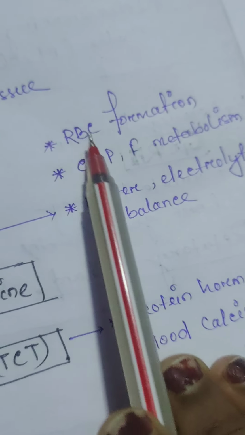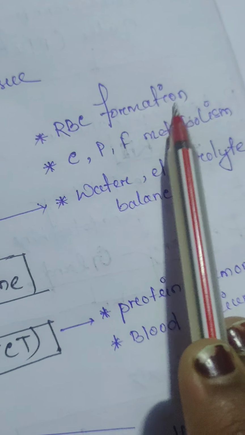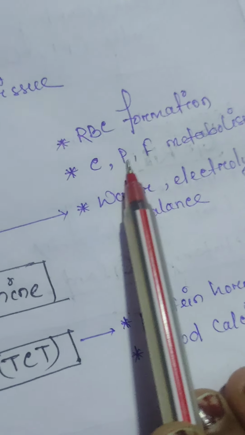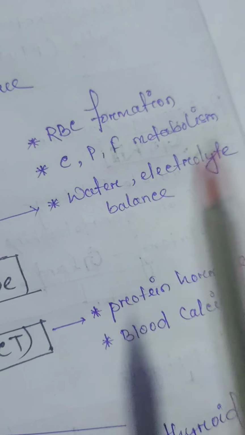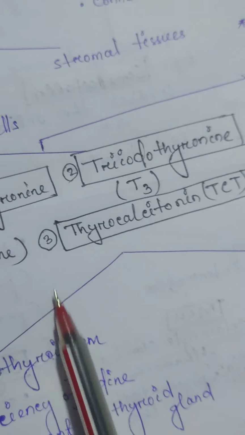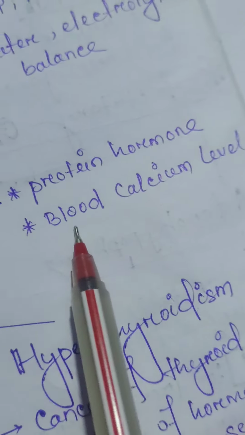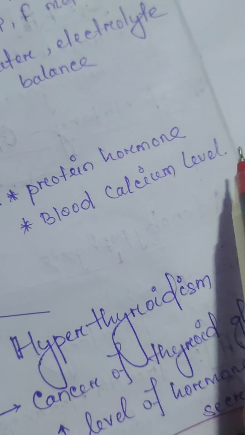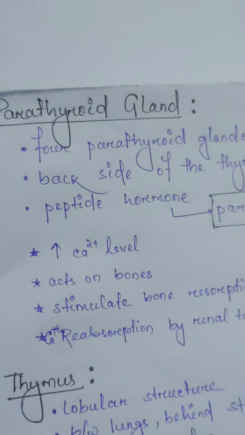The thyroid gland helps in RBC formation, carbohydrate, fat, protein metabolism, water electrolyte balance. The third hormone, thyrocalcitonin, is a protein hormone and it helps to maintain the blood calcium level. Next, we'll move on to the next gland, that is the parathyroid gland.